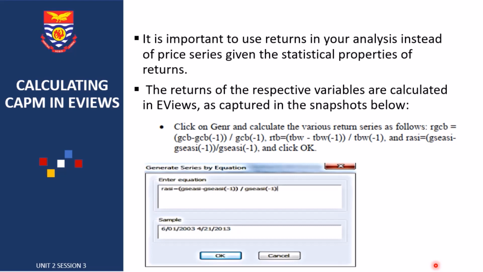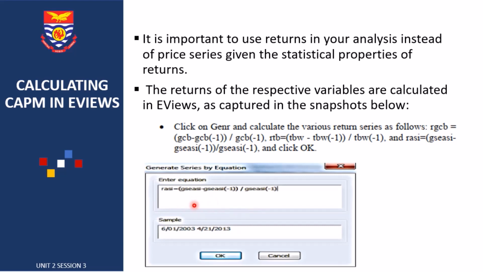So here we are going to calculate our return series using the EViews application. In calculating the return series, we have to insert an equation, so we have to go to Generate. We click on Generate in the EViews application, and it will bring us to this additional box. It is in this box that we are going to generate the equation we will use in estimating the return series.